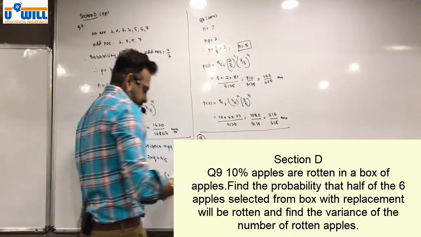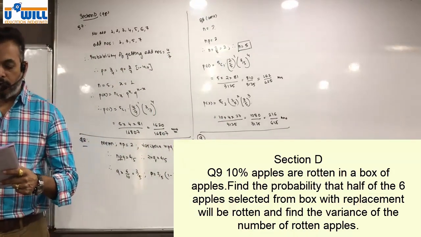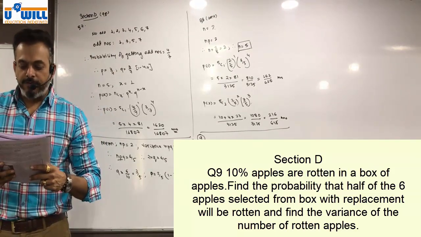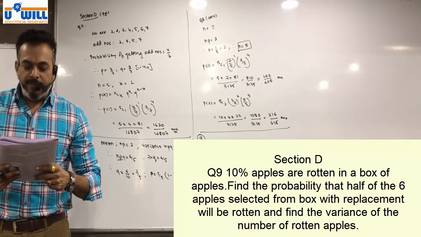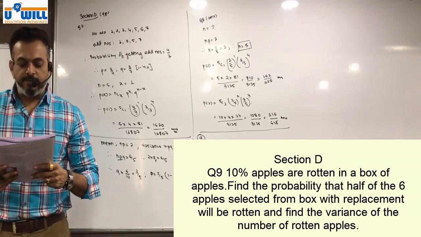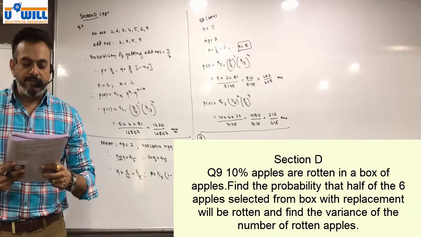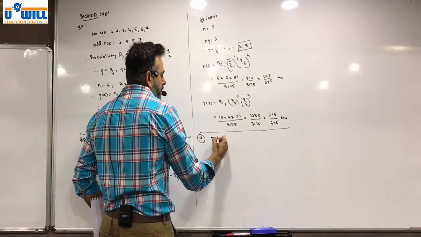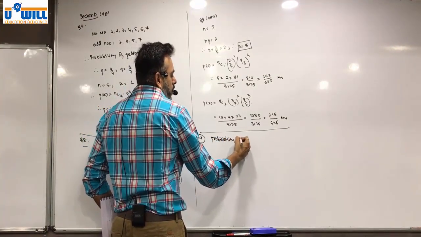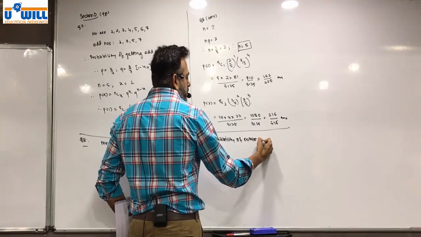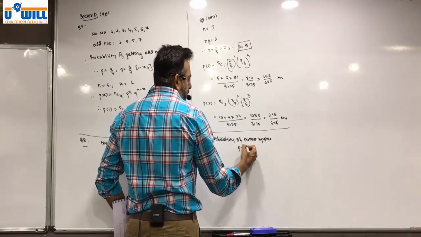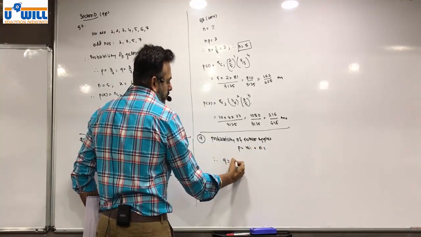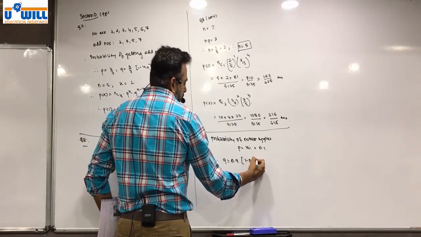Question number 9. 10% apples are rotten in a box of apples. Find the probability that half of the 6 apples selected from the box with replacement will be rotten, and find the variance of number of rotten apples. Probability of rotten apples, P is equal to 10%, which is equal to 0.1. Therefore, Q is equal to 0.9, that is 1 minus 0.1.